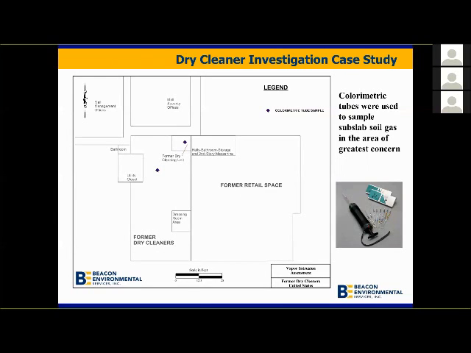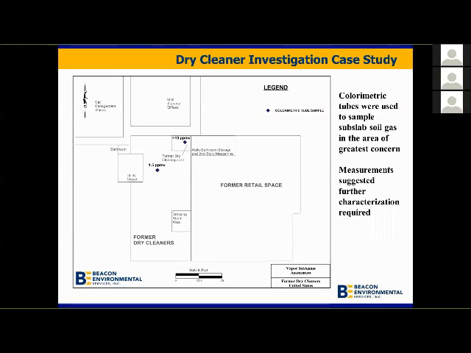A quick screen was then performed by developing temporary vapor ports that were purged with 3 volumes of air and then sampled using colorimetric tubes appropriate to target PCE. Screening results of 1.5 and greater than 10 ppm of PCE indicated further characterization was required to identify the extent of contamination in order to assist with the design of an appropriate remediation approach.